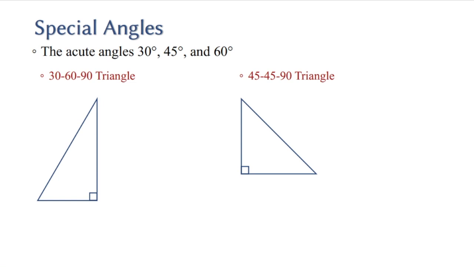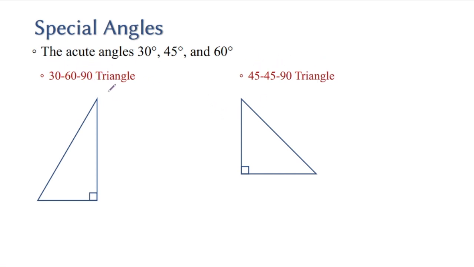So let's talk about some special angles in trigonometry. The acute angles 30, 45, and 60 degrees are very special, and a lot of the foundational aspects of trigonometry are actually based off of them. Now, where we're going to work with them, since we're strictly looking right now at right triangle trigonometry, are 30, 60, 90 right triangles and 45, 45, 90 right triangles.